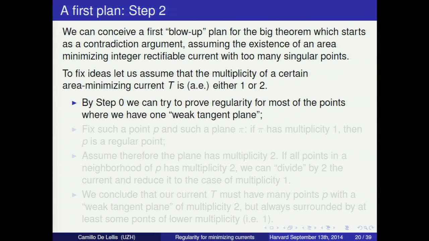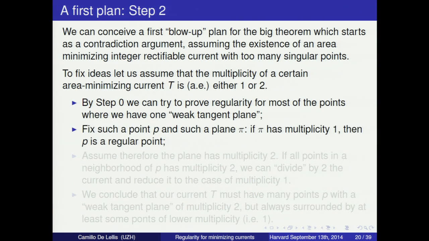So assume, for instance, your current is two-valued. The multiplicity is everywhere 2. So you know by step 0 that there must be a lot of places where the current is very flat. Assume you have a lot of singularities. So these singularities must be multiplicity 2 points, because where the point has multiplicity 1, you know by Allard's theory that it has to be regular. So how can you have many singularities?